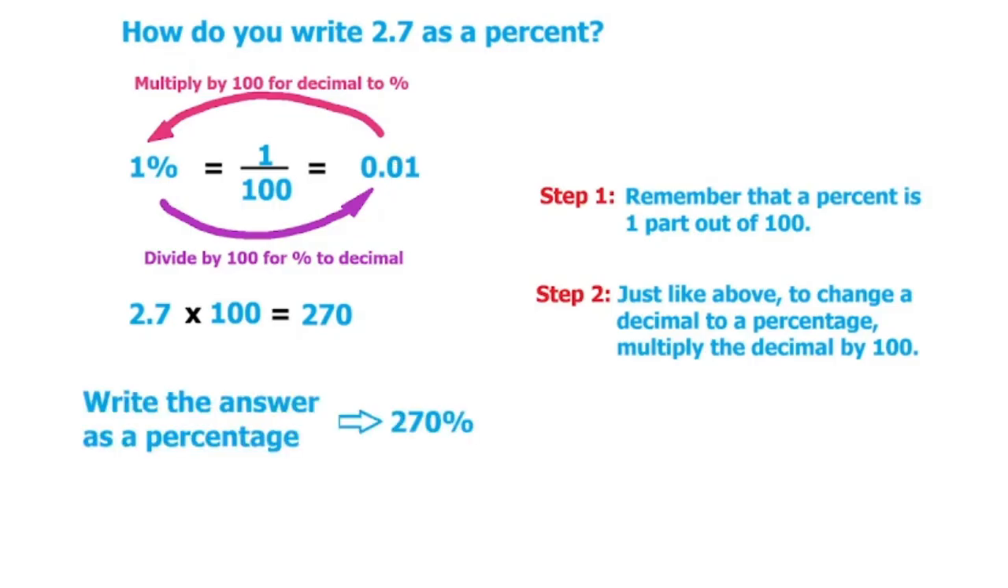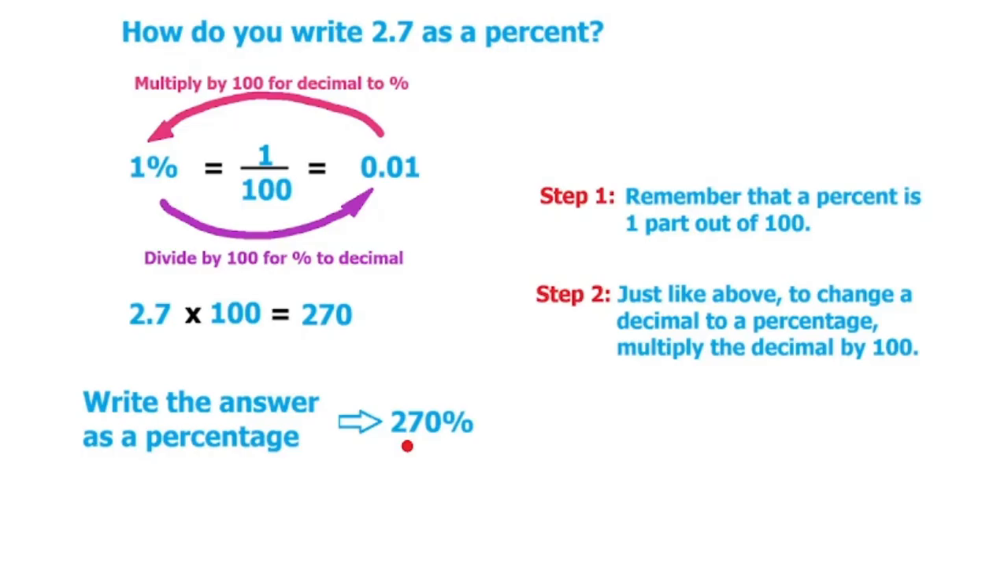So write the answer as a percentage. So when you're converting from a decimal to a percent, once you've done that, you have to put the percent sign at the end. So it's 270%.